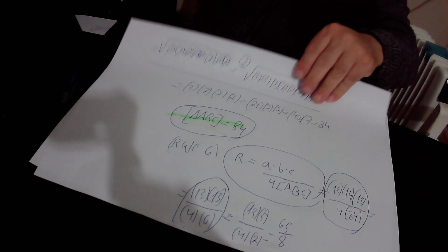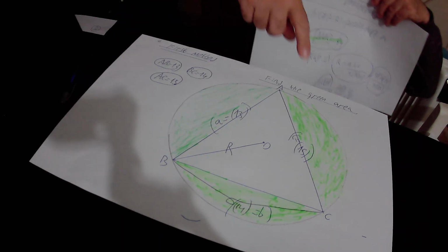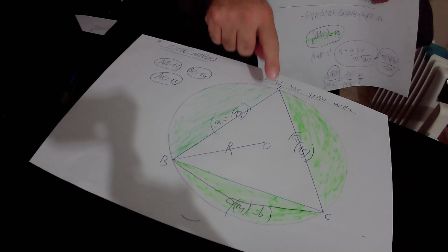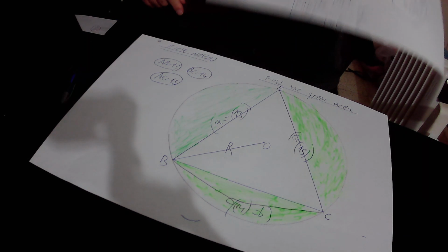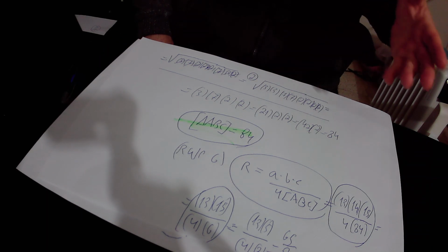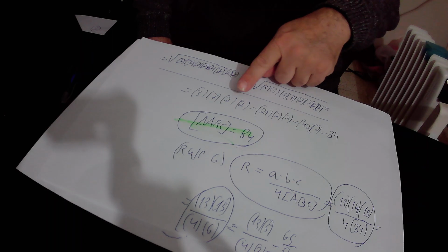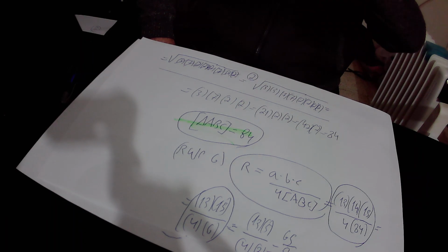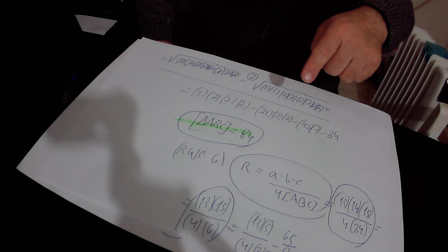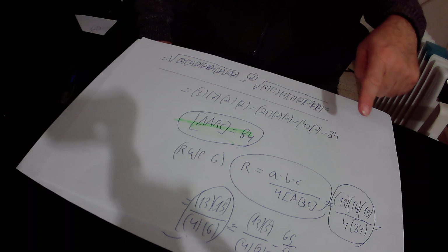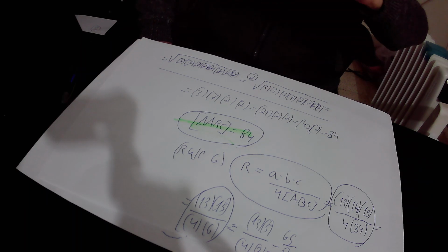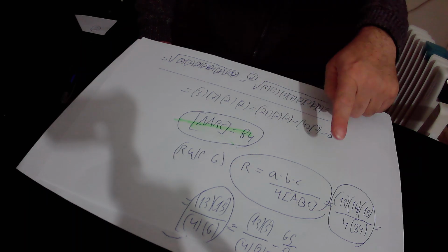Why? Because in our drawing we have a circle that blocks this triangle ABC. So according to rule number 6, the radius R of this circle must be equal to A times B times C over 4 times the area of triangle ABC. And we already found out that the area of triangle ABC equals 84 square units. So the radius R according to rule number 6 equals A, that is 13, times B, that is 14, times C, that is 15, over 4 times the area of triangle ABC, that is 84 square units.